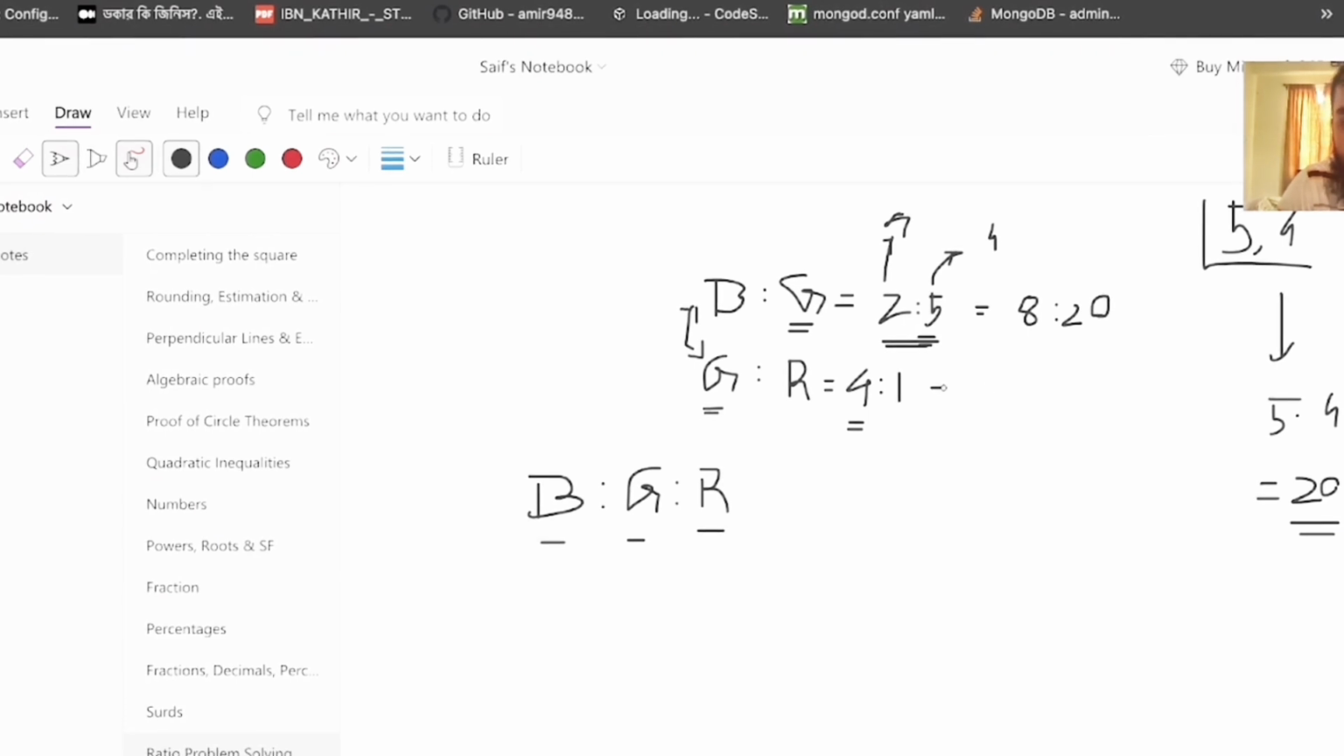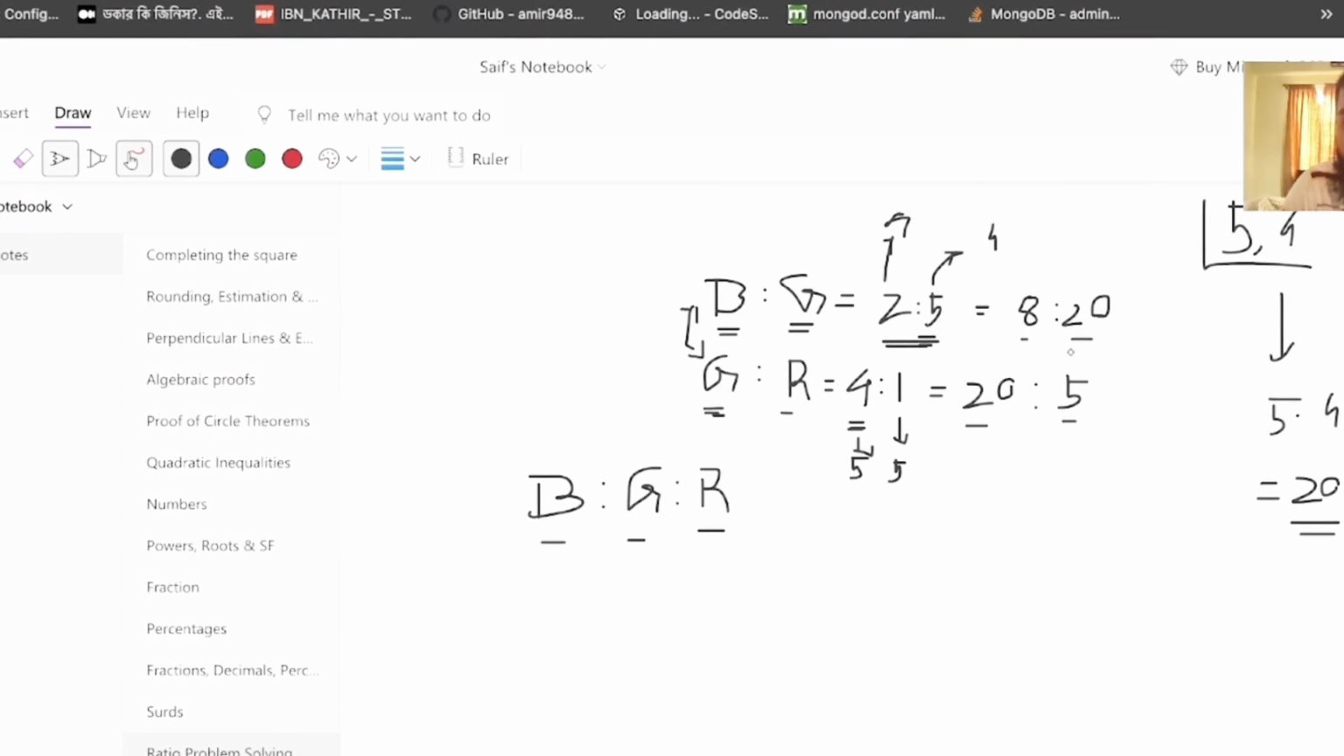We'll do the same here as well. In order to make this 4 into 20, we have to multiply both of them with 5. So we multiply 4 with 5 and we multiply 1 with 5 as well. 4 multiplied by 5 is 20, and 1 multiplied by 5 is 5. So the ratio of blue to green is 8:20, and the ratio of green to red is 20:5.